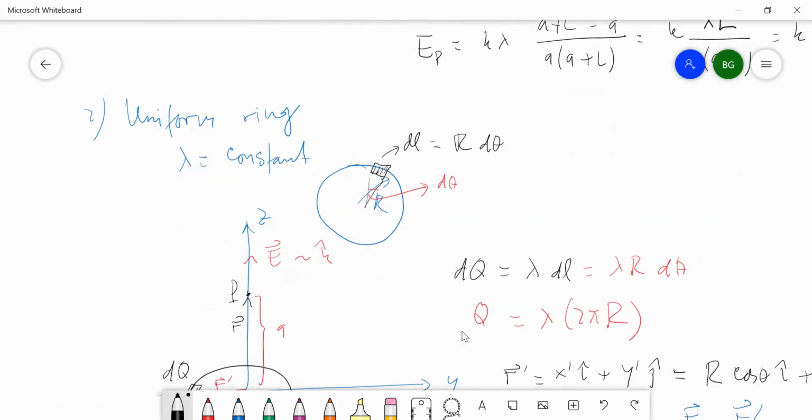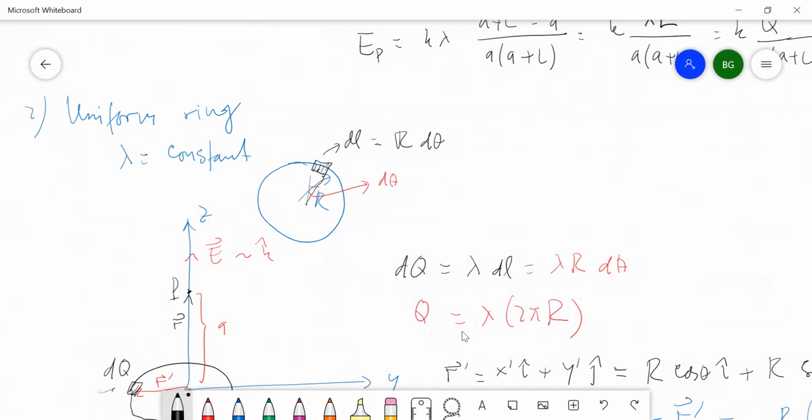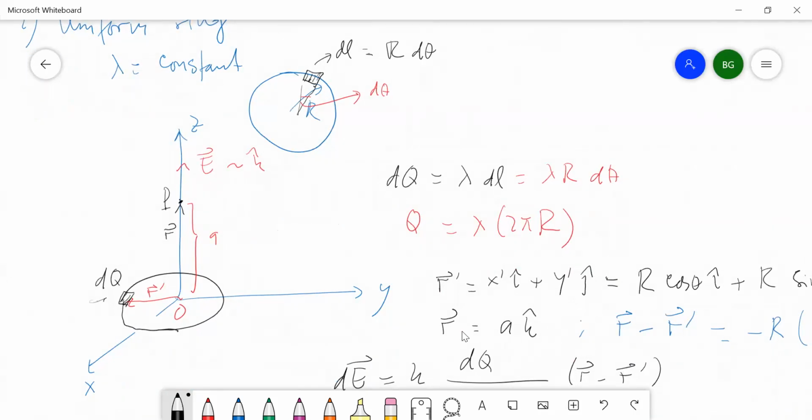Let's say the second example is a uniform ring. Lambda is constant, and the radius of the ring is capital R. This is a small part of the ring, dl, and its length is the formula capital R times d theta. So the total charge of the ring is lambda times 2 pi R.